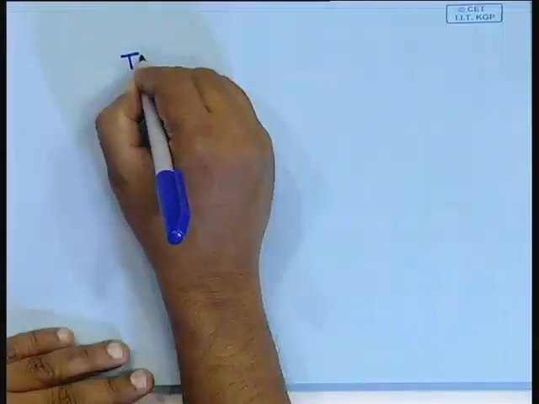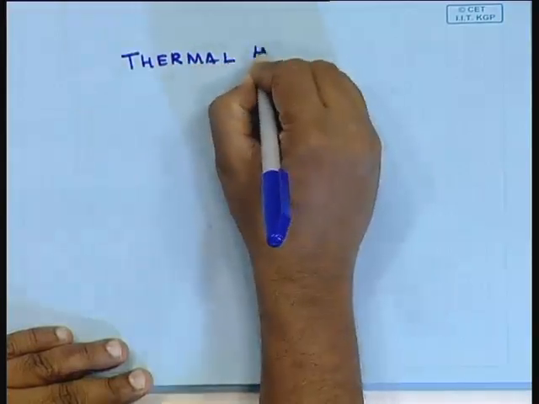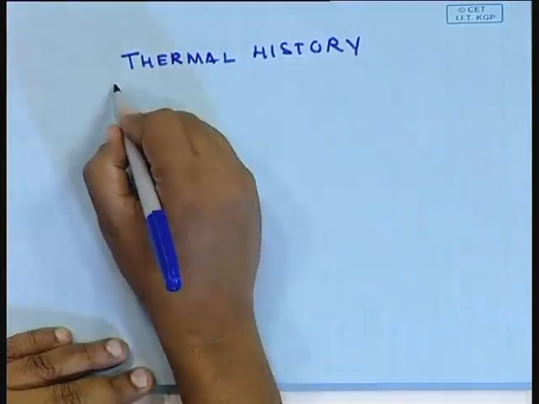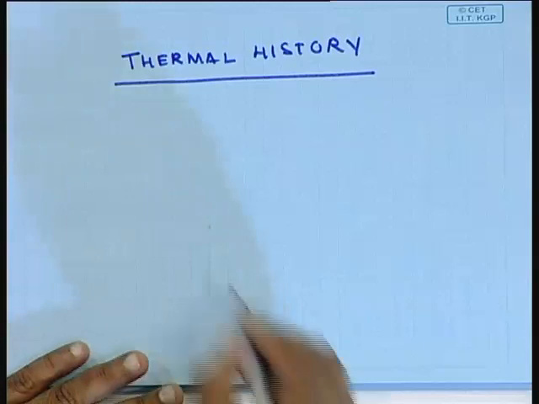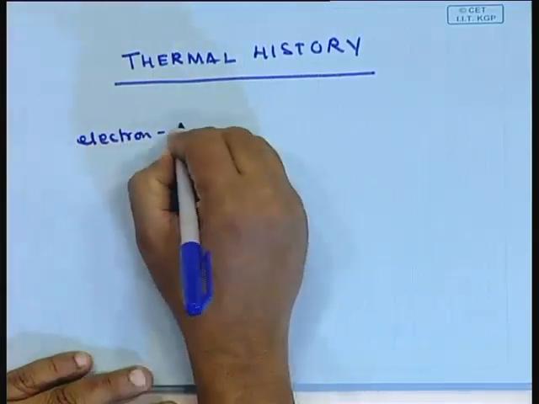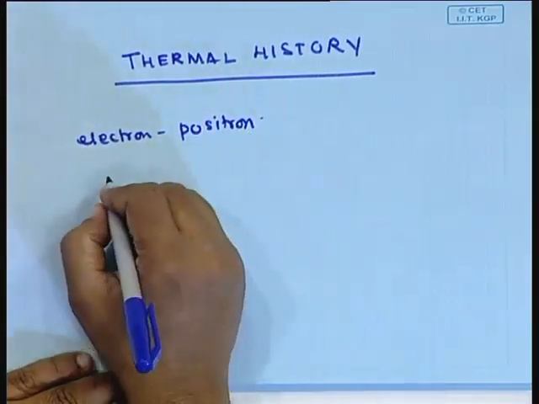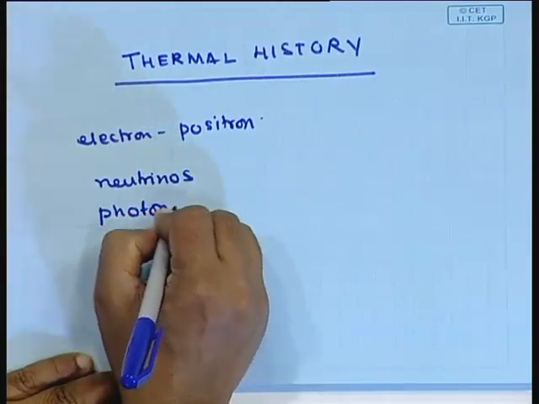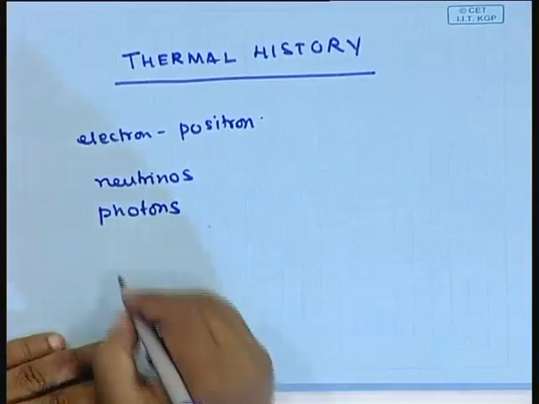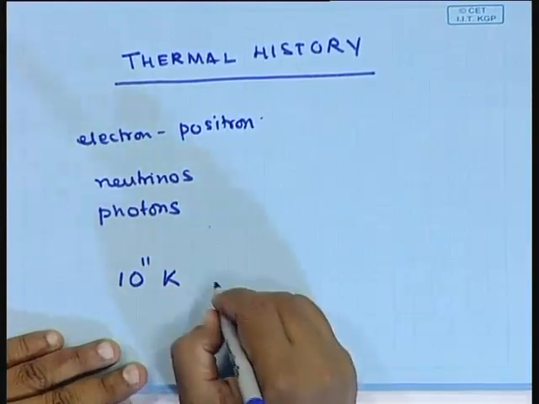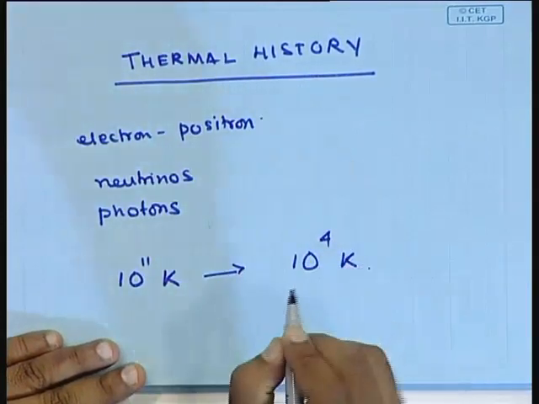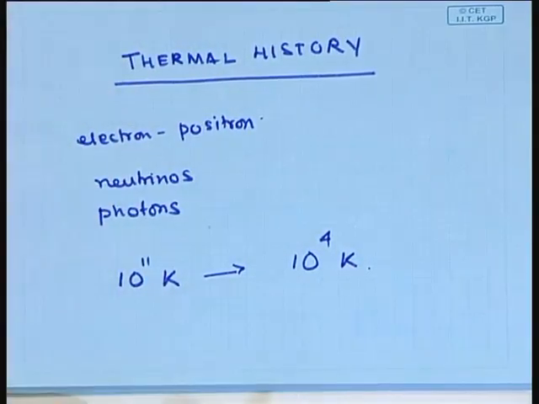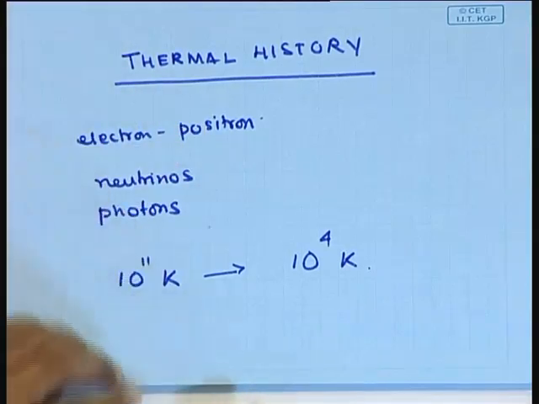Morning. The past few lectures we have been discussing the thermal history of the universe, and in this discussion we have considered the electron positron pairs, the neutrinos and the photons. The discussion starts at somewhere around 10 to the power 11 Kelvin, and it is valid all the way to roughly around 10 to the power 4 Kelvin. So we start off with a fluid which has all of these in equilibrium, and at the end these annihilate and we are left with only neutrinos and photons.